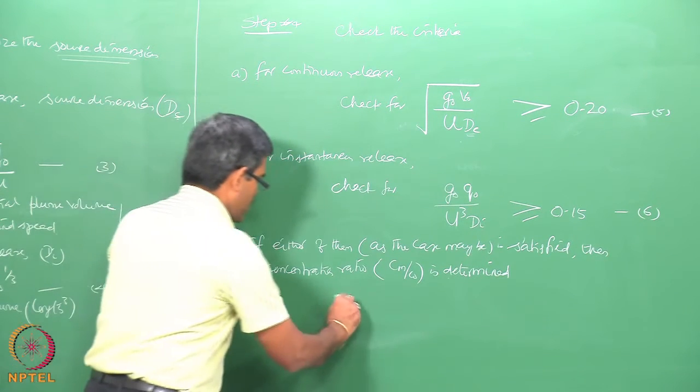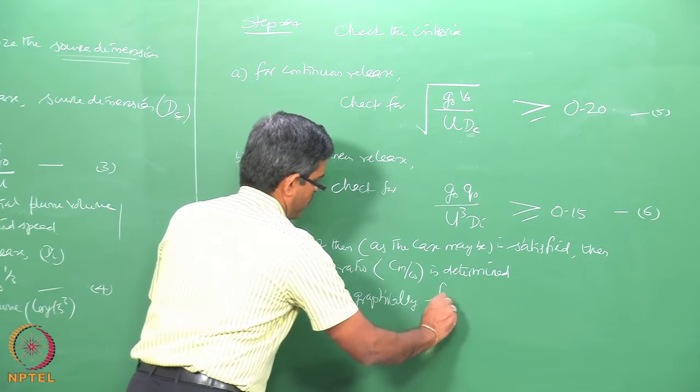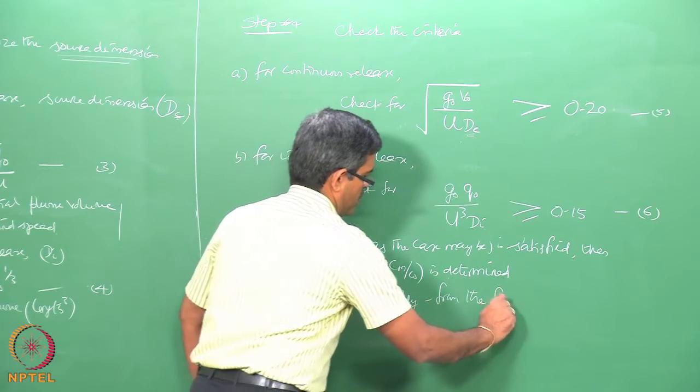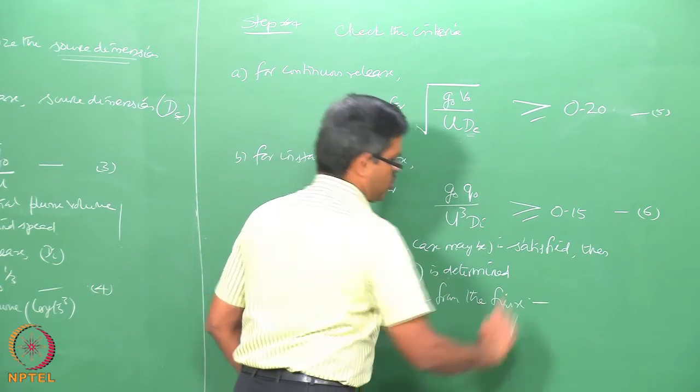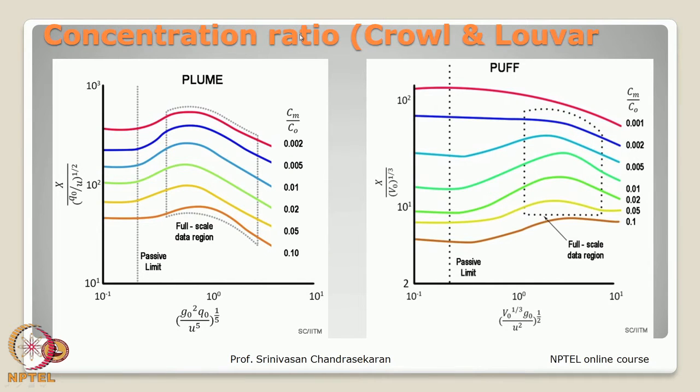This can now be obtained graphically from the figure, which I am going to show you on the screen now. Please pay attention to the figure shown on the screen. The concentration ratio is given for the plume release and for the puff release, depending upon what you have identified as the condition satisfied.